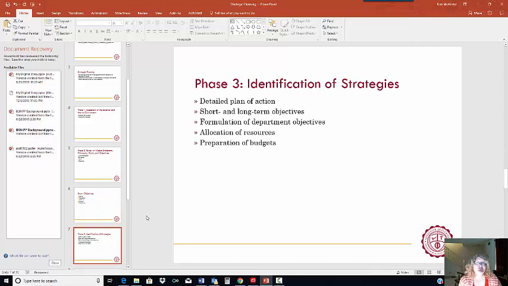In phase 3, we identify strategies. A detailed plan of action is created based upon the goals and objectives in phase 2. Short and long-term objectives are created. Allocations of resources is determined and budgets are prepared. After the action plan is determined, the implementation phase can begin.